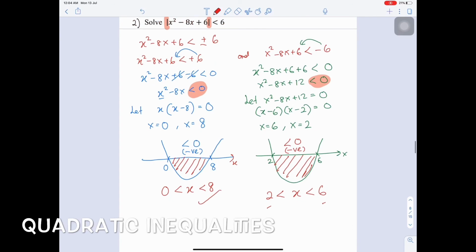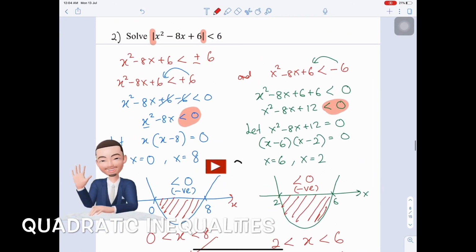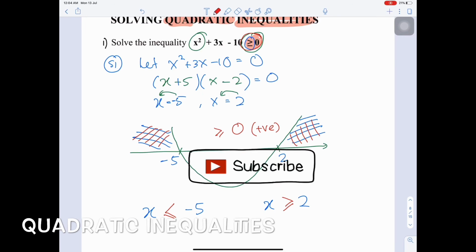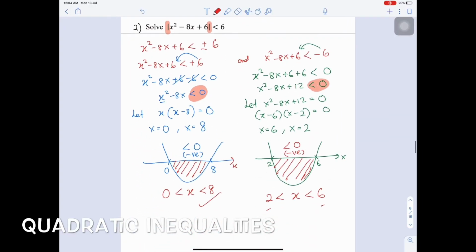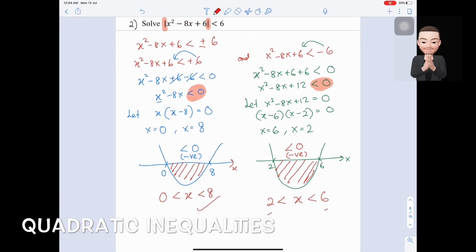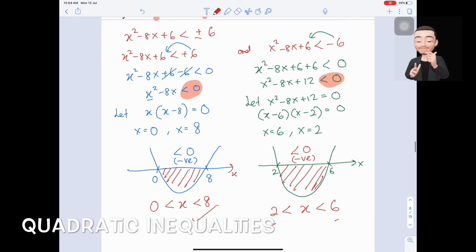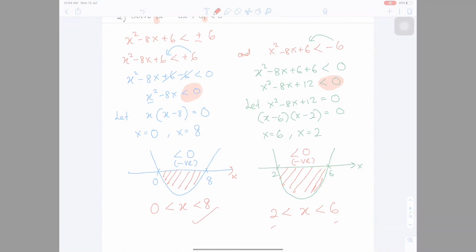This is how we solve the modulus, as well as how we solve quadratic inequalities. I hope you can understand. You have to try many questions to master this kind of question. Until now, thank you.